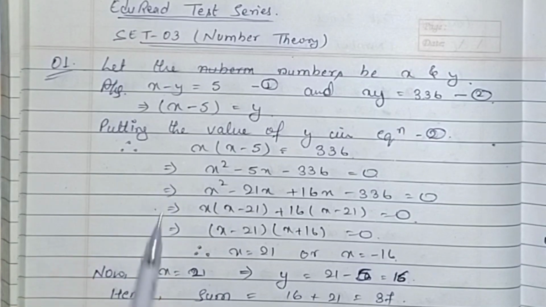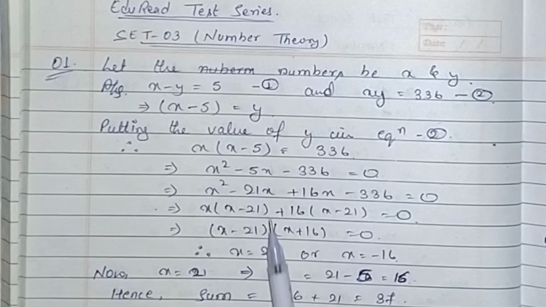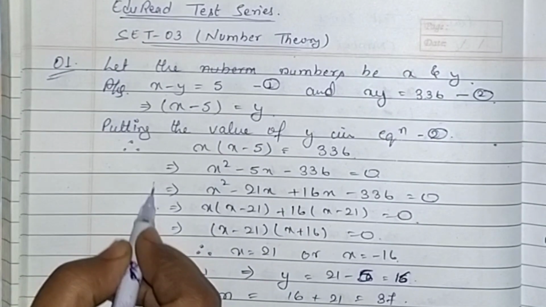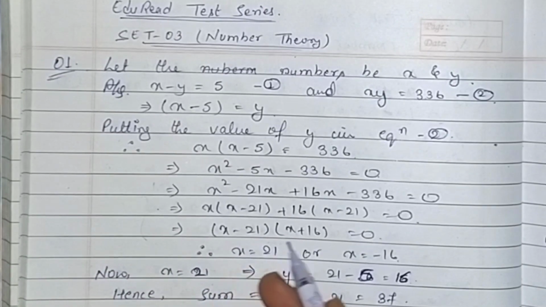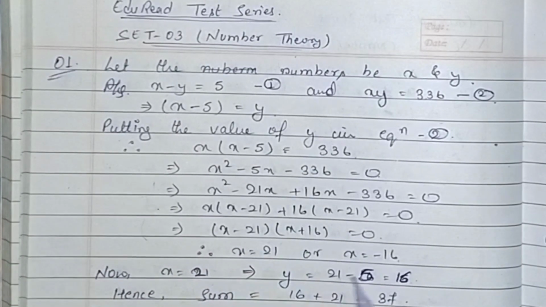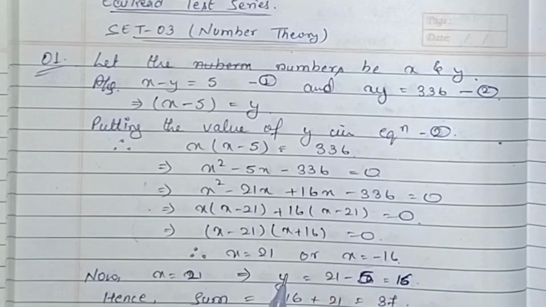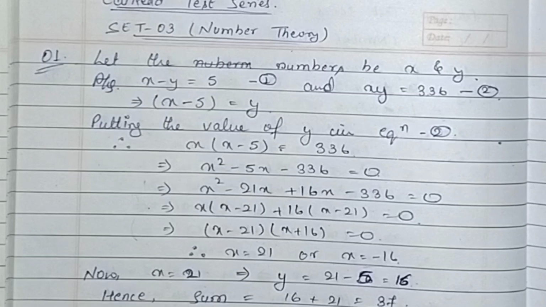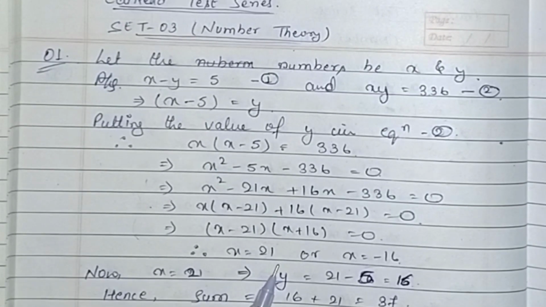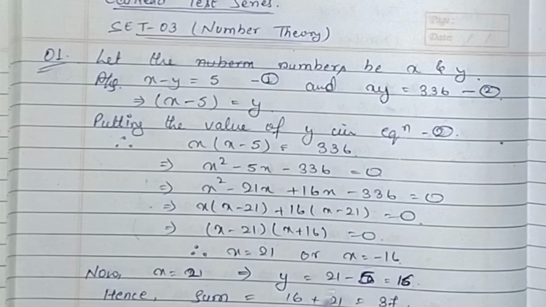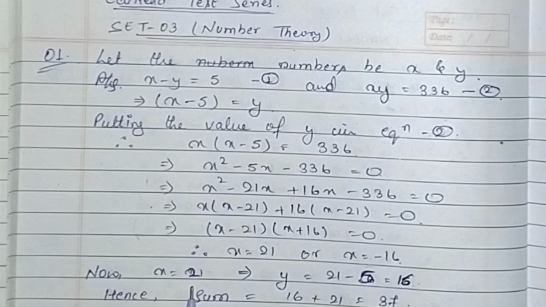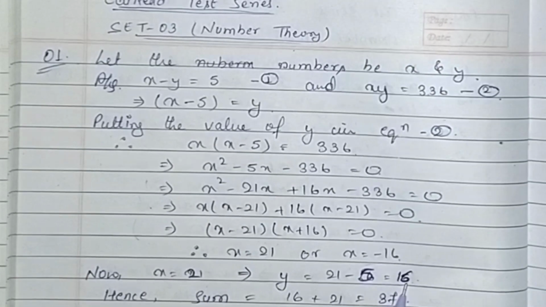Then we have used the prime factorization method and further solved it to find the value of x. By using the prime factorization method, we have found two values of x, which is x is equal to 21 and x is equal to minus 16. For now, we have considered only the positive case. We haven't considered the negative case, but if you consider the negative case also, you will get the same answer. I have considered the positive case and then found the value of y, which is 16. Hence, we have got the two numbers, which are 21 and 16.